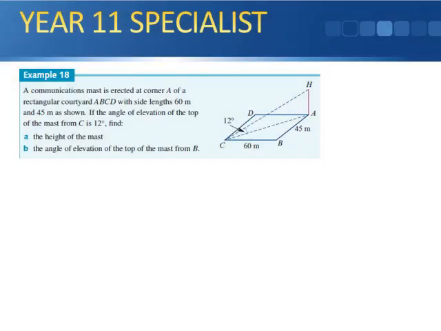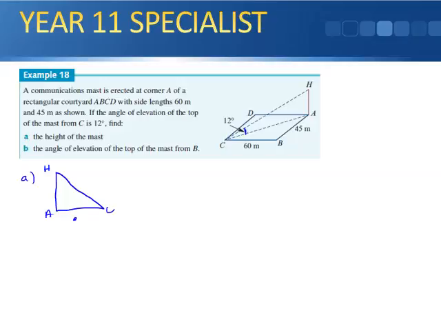Example 18 says there's a communications mast. It's erected at the corner A of a rectangular courtyard, ABCD, with side length 60 meters, which is marked already, 45 meters as shown. If the angle of elevation of the top of the mast is 12 degrees, so they show it there, 12 degrees in there, find the height of the mast. So again, to find this height here, I need the triangle from H to A and then to C. So I need to find A to C first.